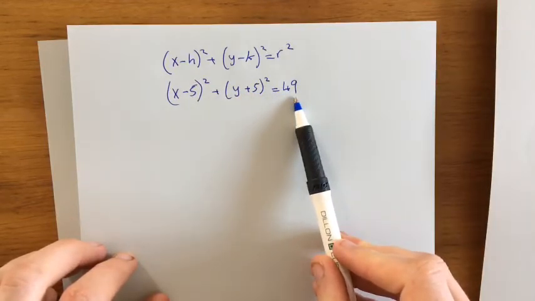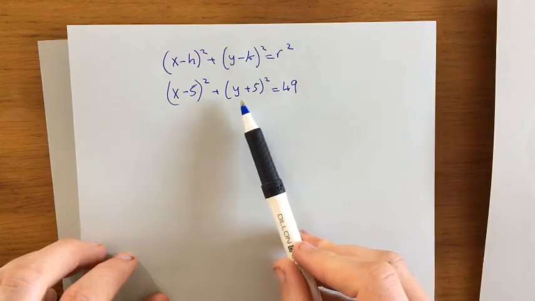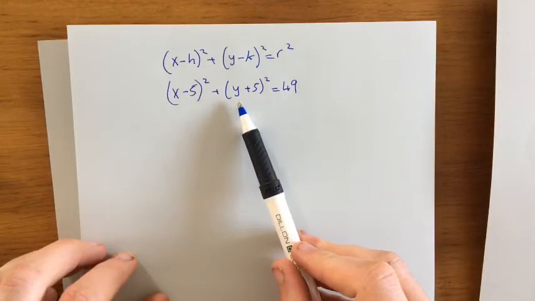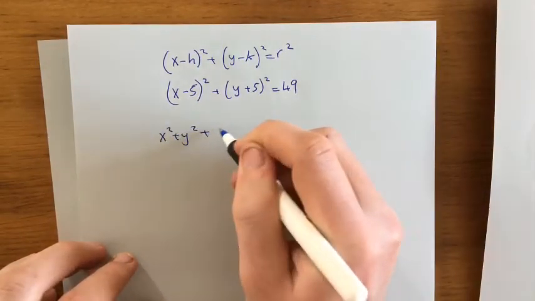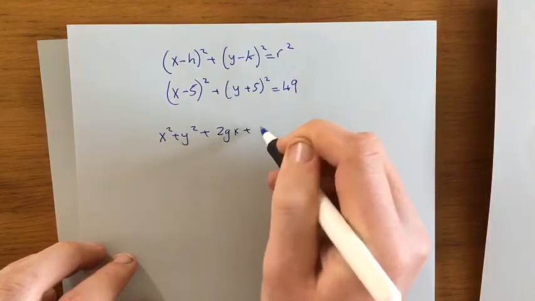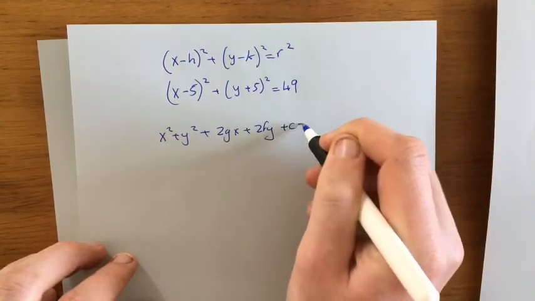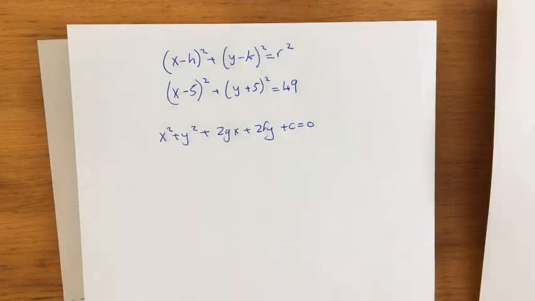Okay, but what I want you to do now is I want you to follow what I did in the last example and write down the equation of this circle in the form x squared plus y squared plus 2gx plus 2fy plus c is equal to 0. And pause the video now and I will do it in a second.